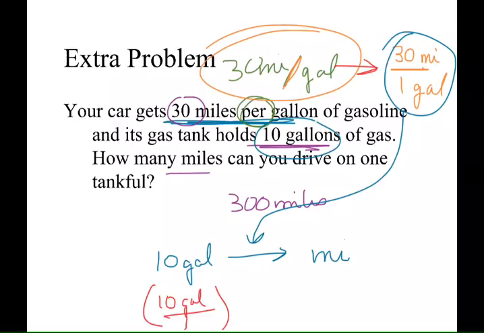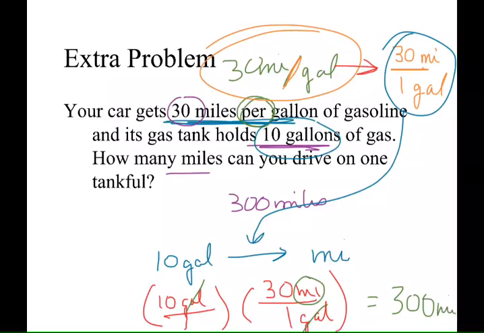And notice I want gallons to cancel, so I can flip the ratio if I need to. In this case, I don't need to flip it. If I just go 30 miles per 1 gallon, do you see where our units of gallons cancel? And I'm left with units of miles, which is great. And 30 times 10 is that 300 miles that we intuitively came up with.